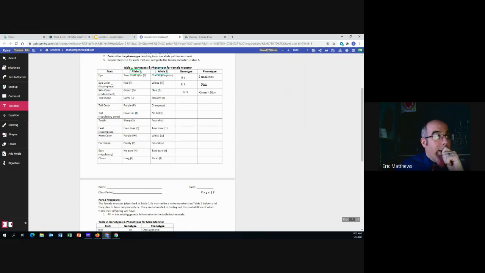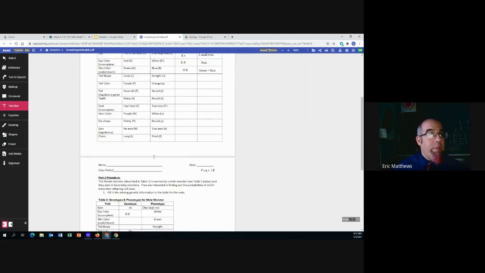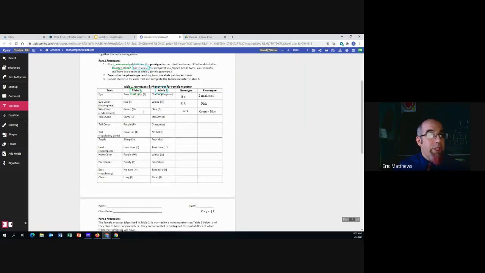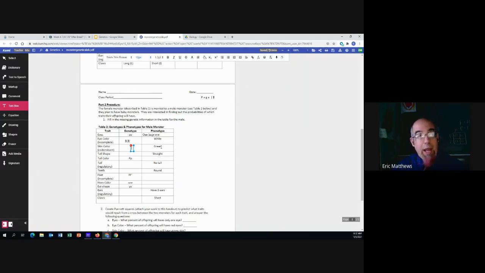Okay, we come up here. Eye color, capital R is red, capital R prime is white, and they're incomplete. So if I have one of each, they're going to blend and make pink. So the only genotype he can be and have a white eye is R prime, right? He has to be homozygous for it. Skin color. All right, this is our codominant one. We come up here. Capital G is green. Capital B is blue. So if you have two G's, you're green. If you have two B's, you're blue. And if you have one of each, you're both green and blue. Well, he's just green. So he's got to be capital GG.